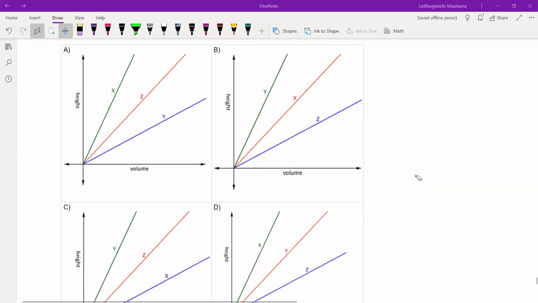Okay, so for the first graph, if we draw a line saying we have the same volume, we would notice that X has a higher height, Z being the second, and Y being the last. That is the graph that we are looking for. Whereas in comparison with B, here we have Y being the highest, which is incorrect. Let's take a look at the other ones.